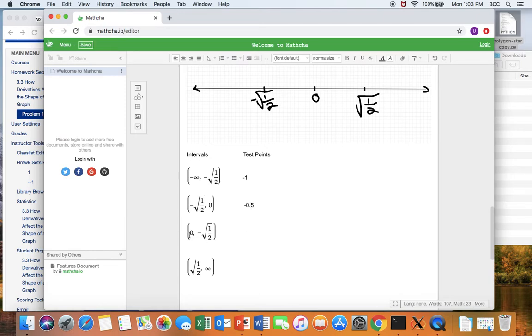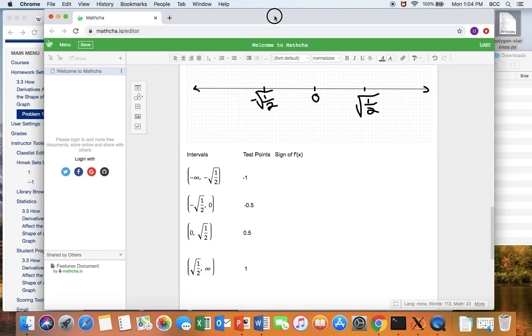Now, this is supposed to be positive. So on the right hand side, positive 0.5. And on the rightmost interval, I will take positive 1. These are test points. Why did I use test points? I want to figure out the sign of f prime x.